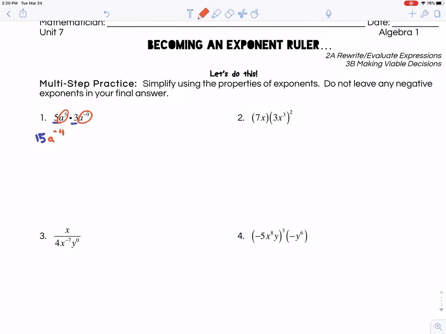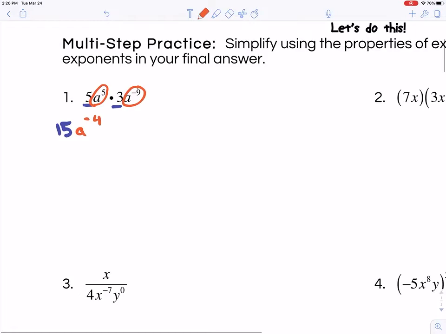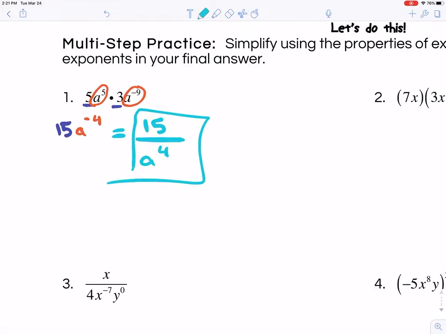But you'll notice the instructions say do not leave any negative exponents in your final answer. So anytime you have a negative exponent, it's really equivalent to moving it to the denominator. So I got 15 over a to the fourth.